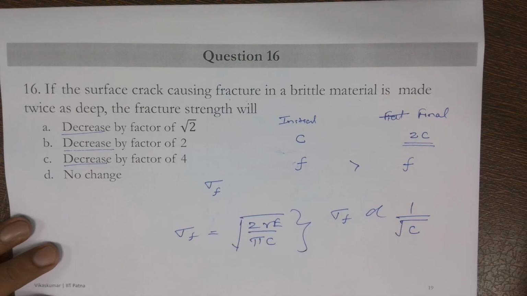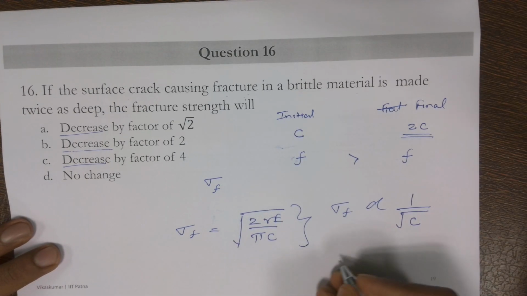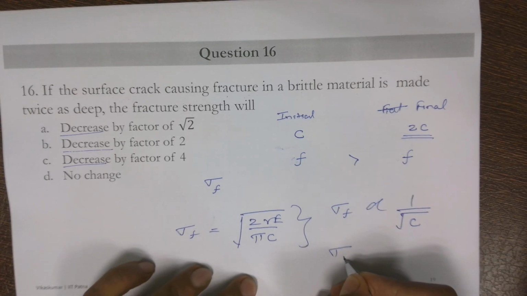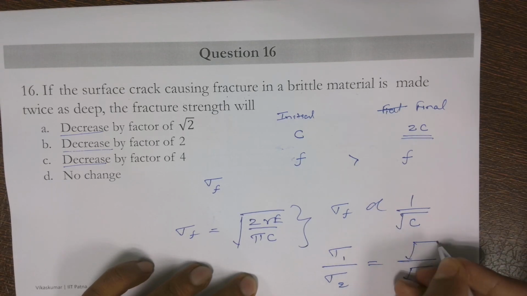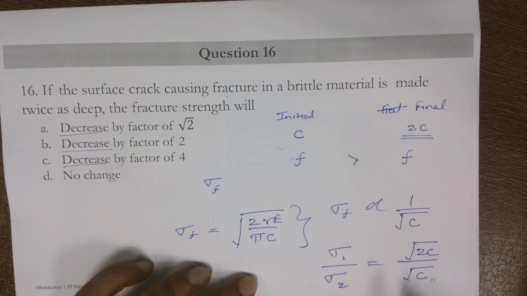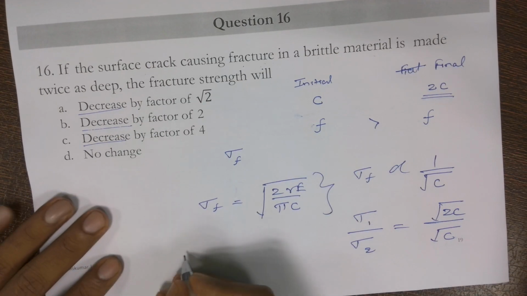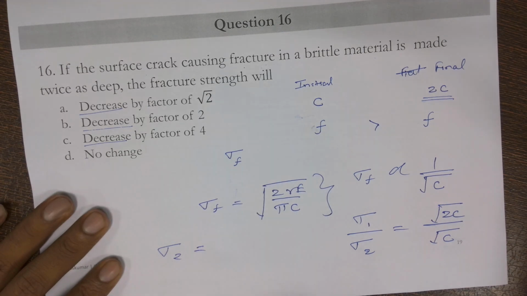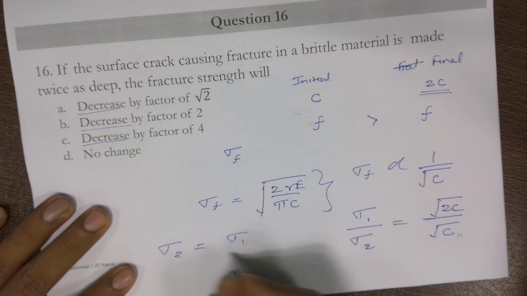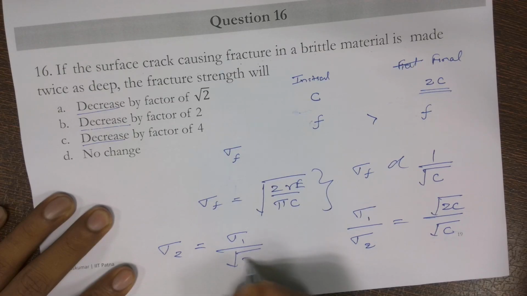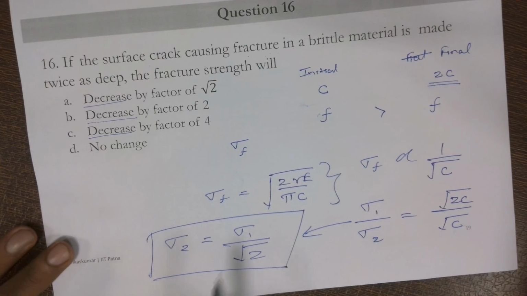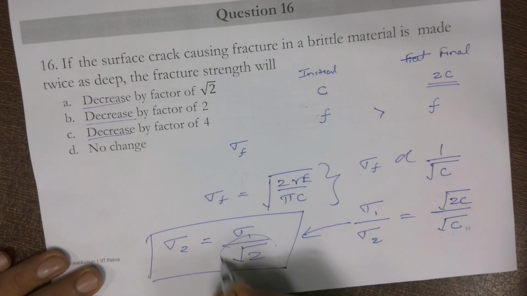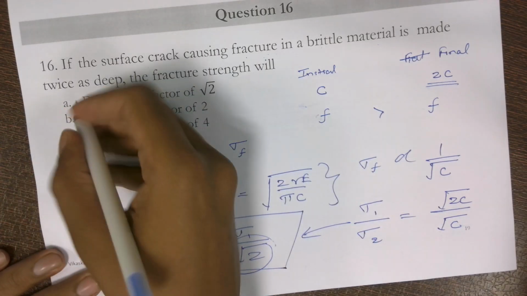right? So now let's say my initial was sigma 1, sigma 2 was final. The initial crack length is C, so root of C, and the final crack length is 2 times C. I just divide them. So what I will get, sigma 2 will be equal to sigma 1 divided by root over 2. So what we saw, it is decreased by a factor of root 2. So option A here is the right answer.